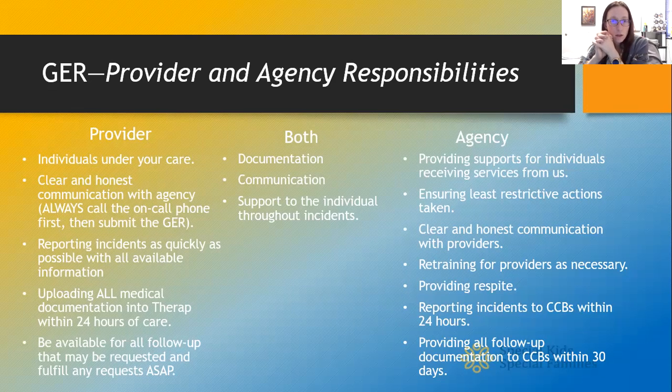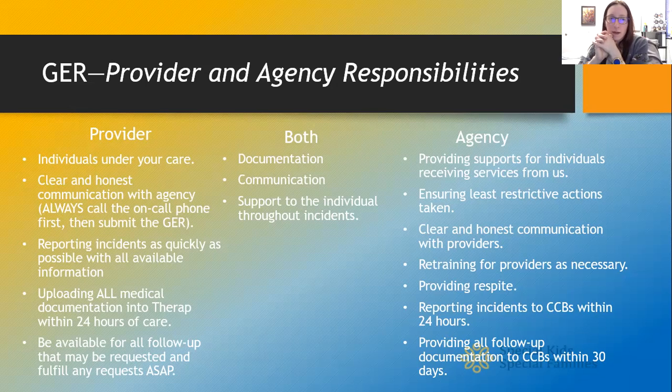That entails always calling the on-call phone first, then submitting the GER, updating us with information that might be forthcoming as soon as you get it, things of that sort. Reporting incidents as quickly as possible with all available information.